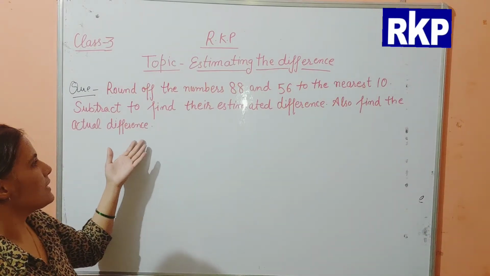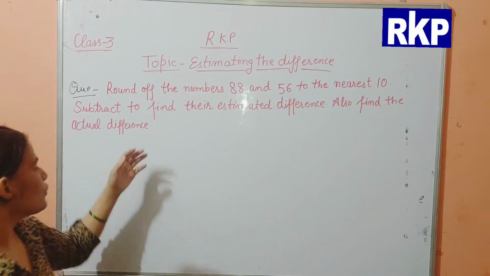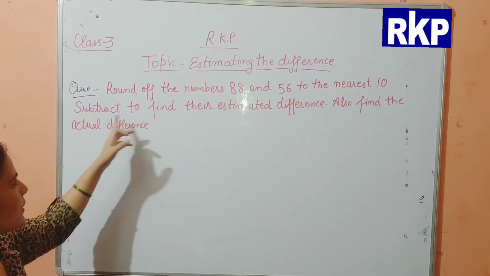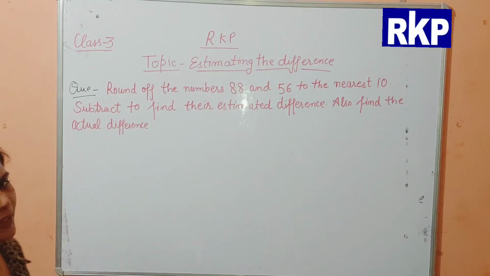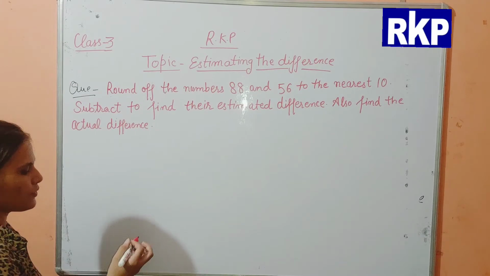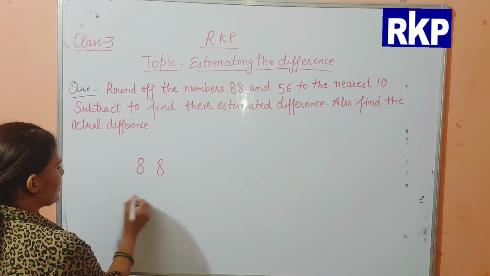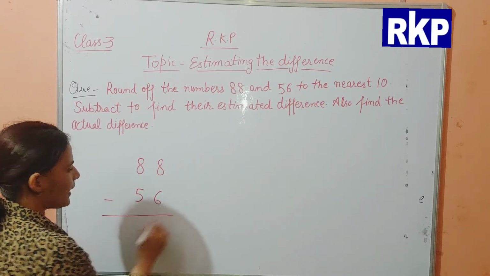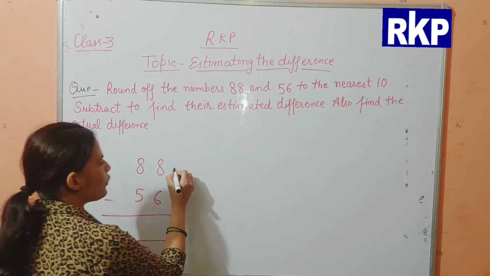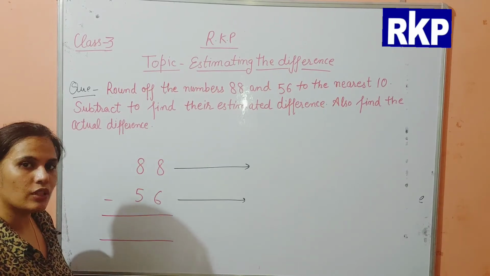Students, here one statement is given to you and you have to find the estimated difference and the actual difference also. So read this statement. Round the numbers 88 and 56 to the nearest 10. Subtract to find their estimated difference and the actual difference. So what will you do? You will do the same as we have done in our previous question. Okay, so write 88 and 56. This will give you the actual difference, but you have to find the estimated difference. So first of all you will round these numbers. What will you write here, rounds down to or rounds up to?